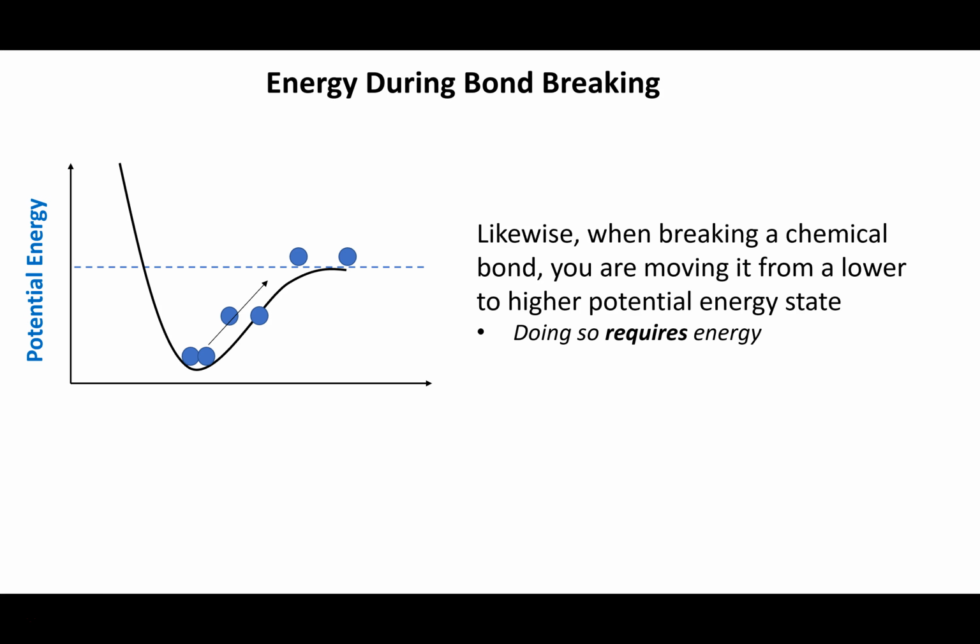Likewise, just substitute the ball for these atoms. Right down here, you have a low potential energy, and up here you have a higher potential energy state. So when breaking a chemical bond, you are moving it from a lower to a higher potential energy state, and that's going to require energy to do so. Just like the ball moving up the hill required energy to go from low to high potential energy, same idea with chemical bonds.